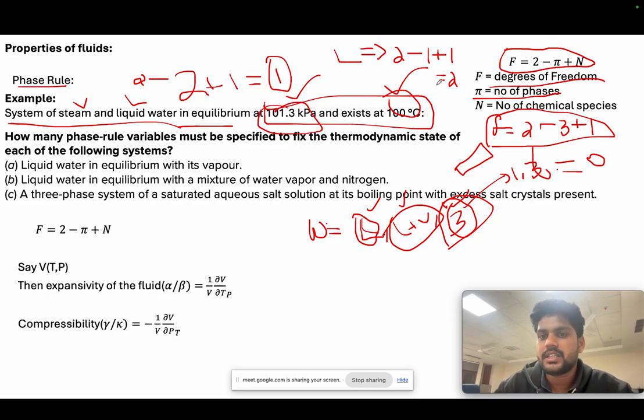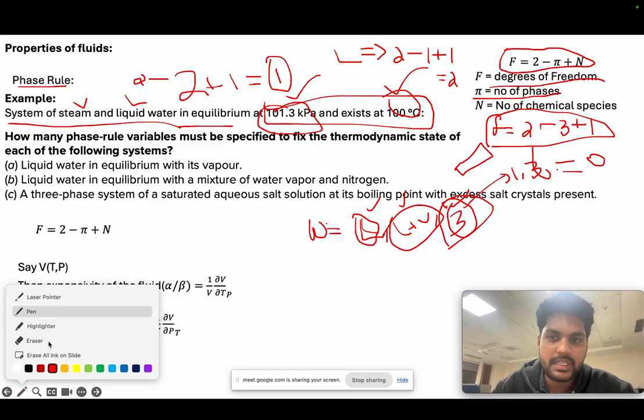So you need to understand why we are using degrees of freedom. Degrees of freedom are basically to understand how many intensive variables I can take to play with the system to understand the system properties. So this is a small example. I think it will be easy for you to understand.